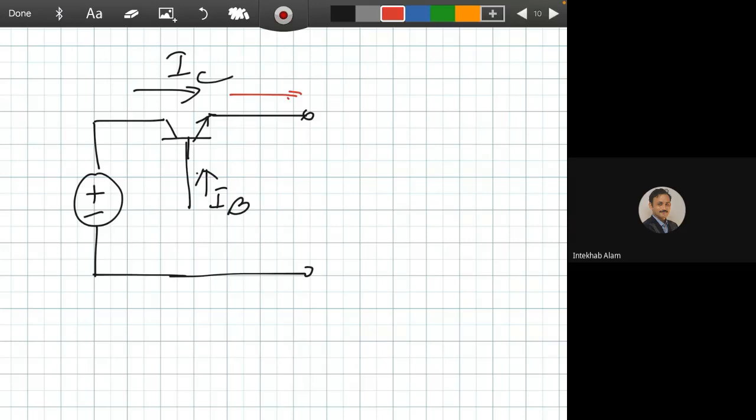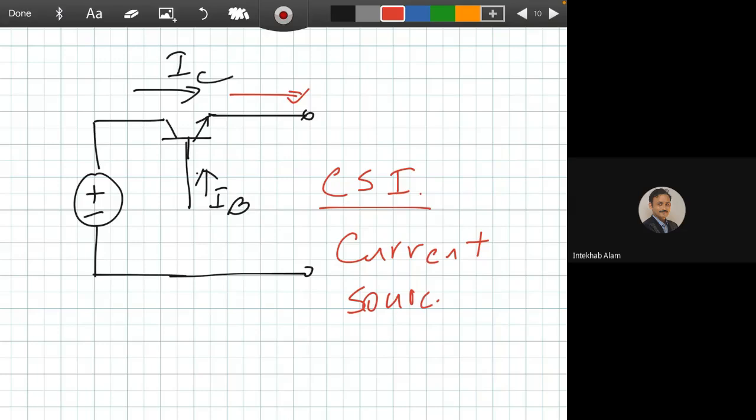Is it okay with you? Yes, sir. So we call it current source inverter. This is called the current source inverter.